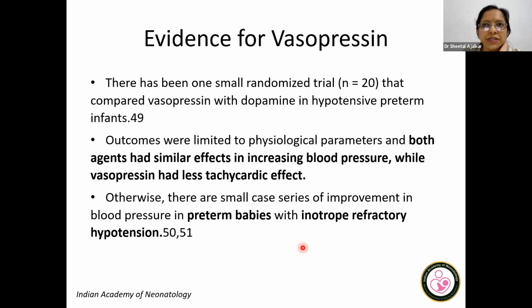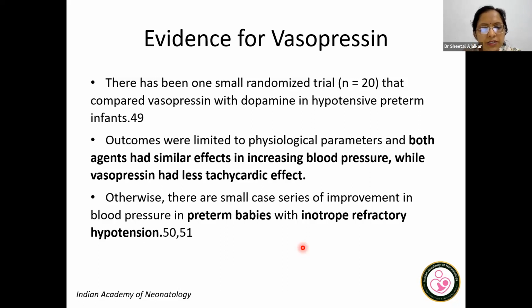So coming to vasopressin, again, vasopressin is very rarely used, and there are very few studies. There is only one RCT which has compared vasopressin with dopamine in hypotensive infants. Dopamine is the most commonly used drug, and the authors compared dopamine and vasopressin. Both agents had similar effects in increasing BP. Vasopressin had less tachycardia. Vasopressin acts peripherally. It increases only the systemic vascular resistance. So it increases the BP, but has no effect on the heart rate.